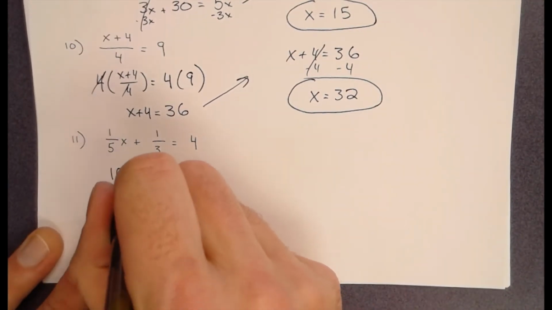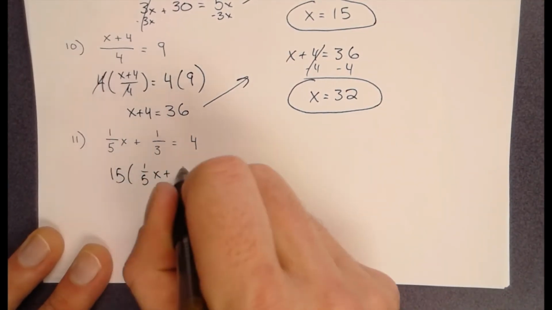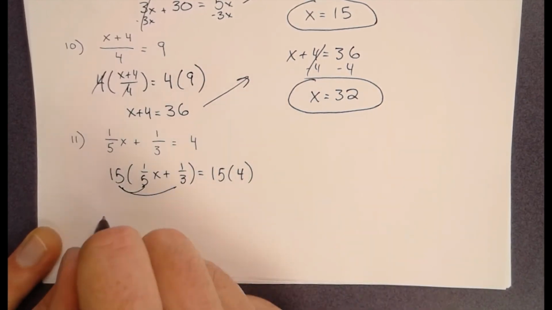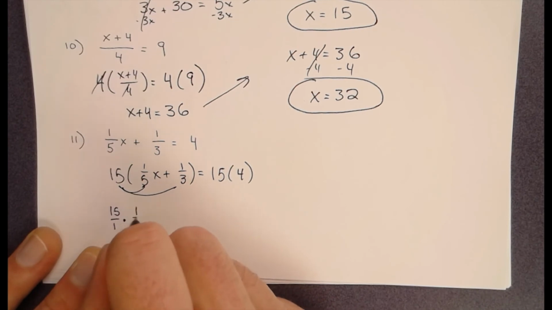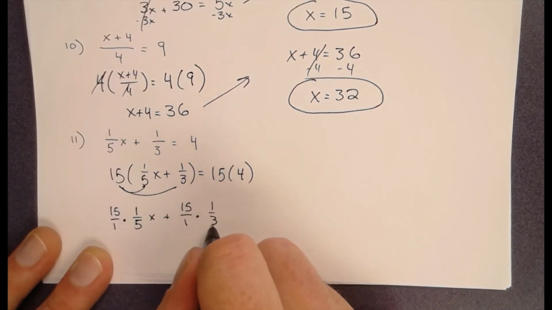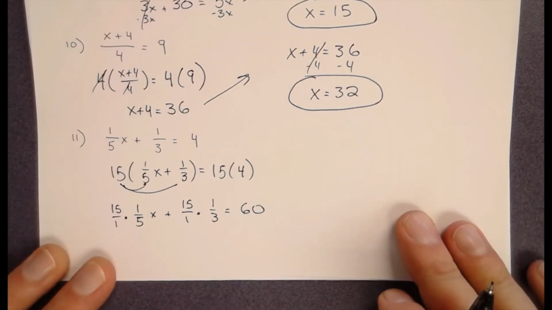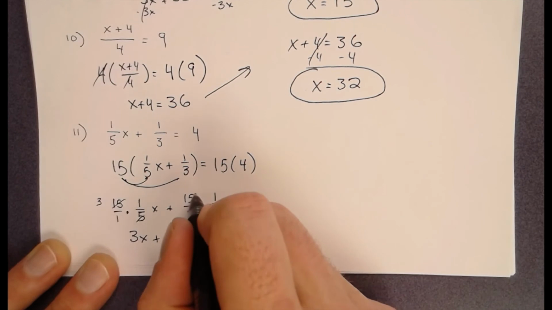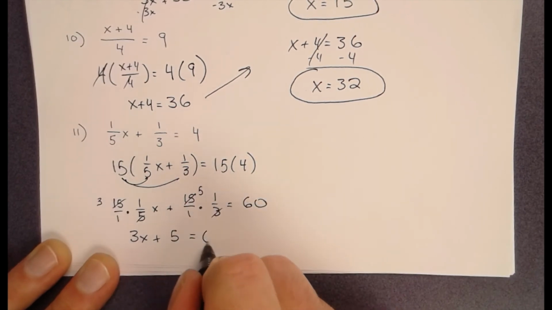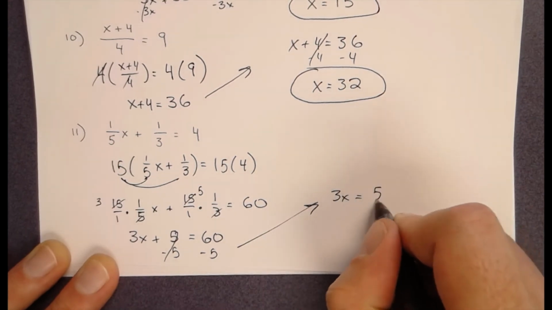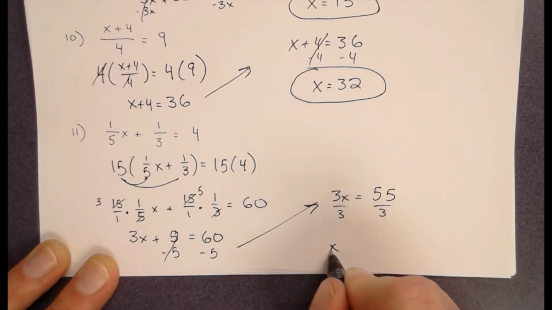Last problem here, let's fraction trick. Common multiple is 15. We multiply both sides of the equation by 15. Make sure you check out the fraction trick video if you need a little extra help with this. Getting rid of all fractions is always super helpful. After the fraction trick, we get 3x plus 5 equals 60. Subtract 5 from both sides, and then divide both sides by 3.